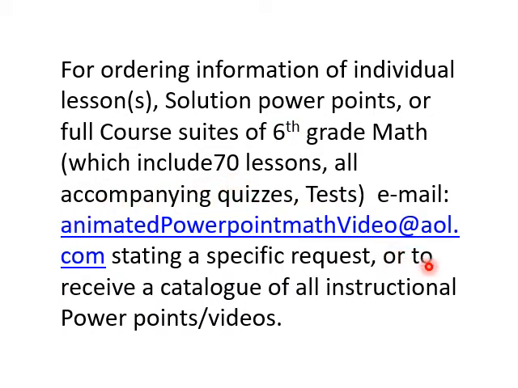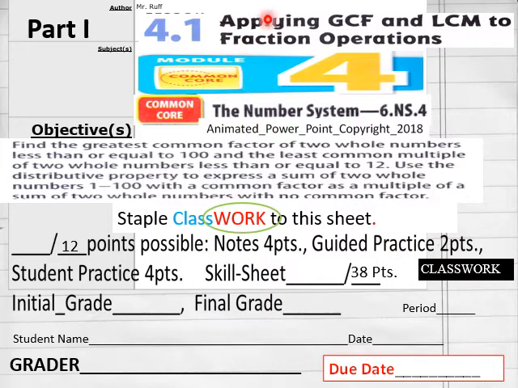Hello everybody, we're going to continue here with 6th grade math, 4.1, applying GCF and LCM to fraction operations. You say, well, what's that, Mr. Ruff? Well, it's greatest common factor and lowest common multiple. And we're going to use those concepts for fraction operations. Here's the objective here, and then here is the standard. 38 points for a classwork sheet, and then 12 points in your notebook, students.